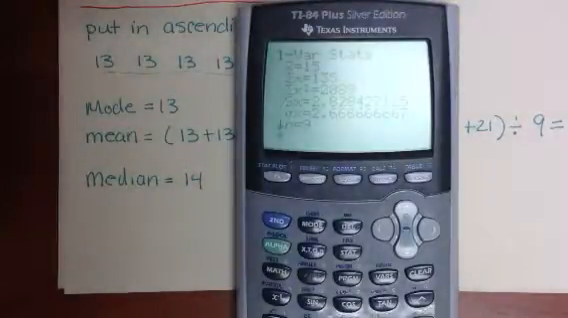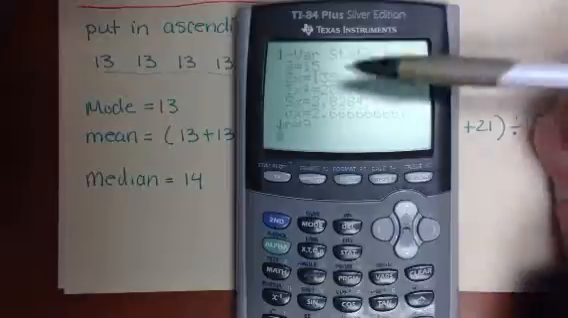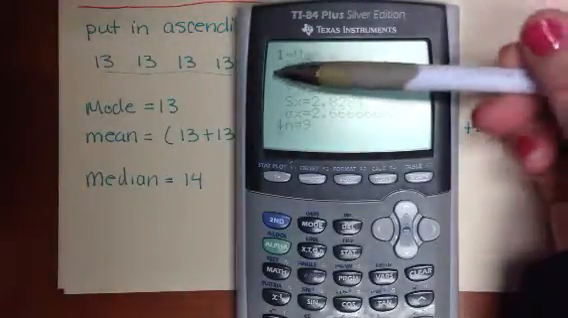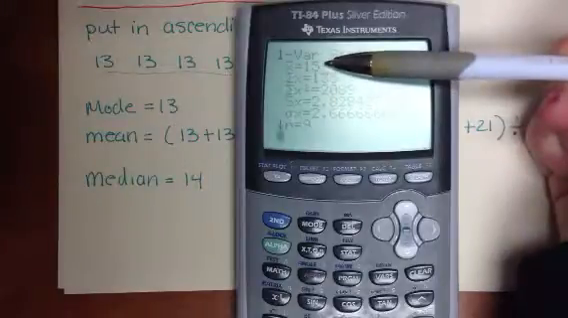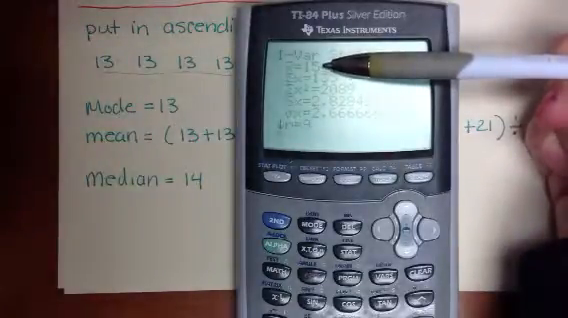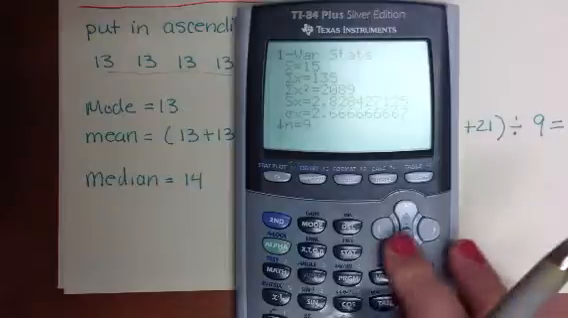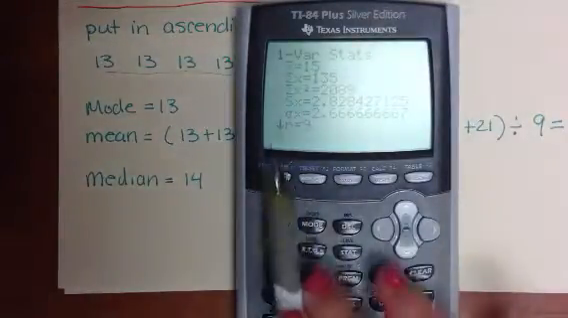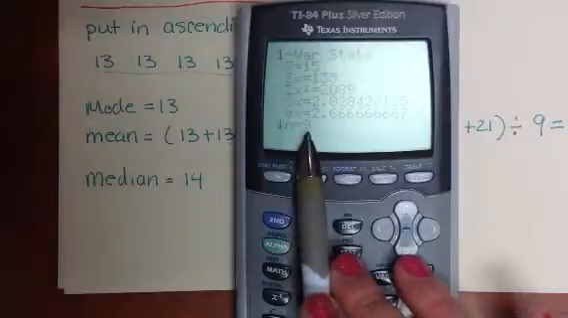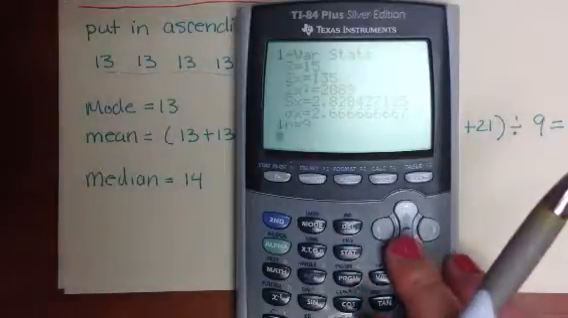Now my mean for the list is this one right here that says X with the bar over it. That's X bar. That's my mean. That would be 15. So there's my mean. When we did it by hand, we got that as well when we added up all the values and divided by 9. The N tells me how many values are in my list. That's 9. We knew that.